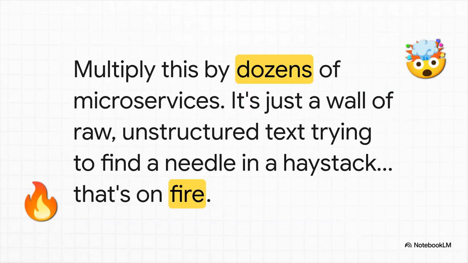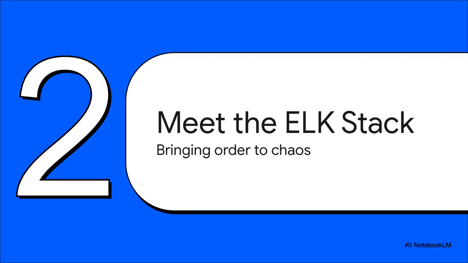Think about it. A single server can spit out thousands of these log lines every minute. Now, multiply that by dozens of microservices. What you end up with is a giant wall of unstructured text. Trying to connect an error from your payment service with a warning from your user service, it's not just like finding a needle in a haystack. It's like finding a needle in a haystack that's on fire. So how on earth do we fix this mess?